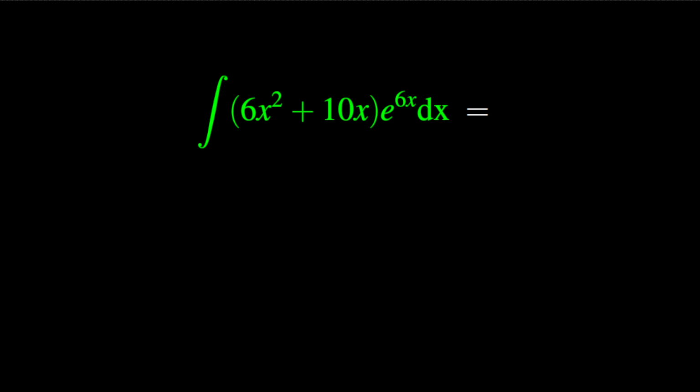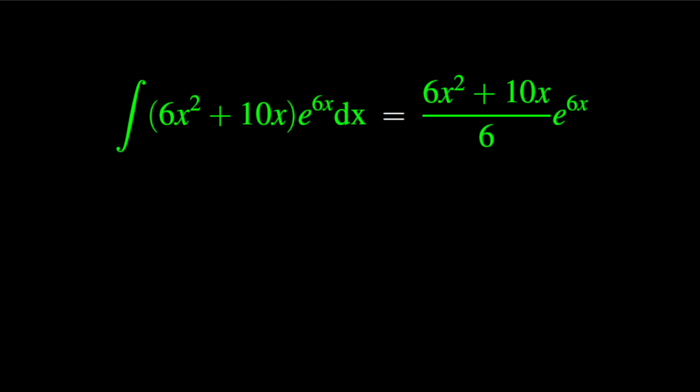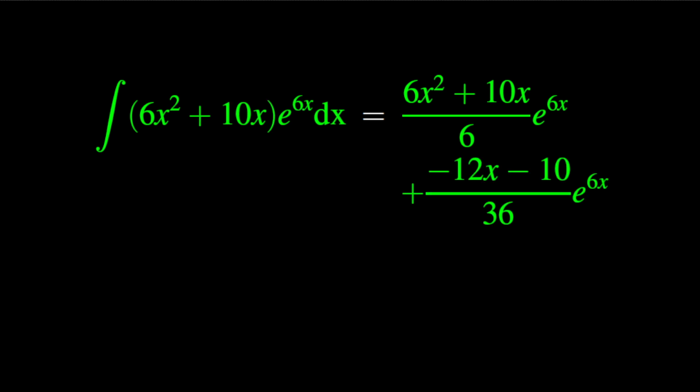Lastly, combining the last two results, we see that the integral of 6x squared plus 10x times exponential of 6x dx is equal to 6x squared plus 10x over 6 times exponential of 6x plus minus 12x minus 10 over 36 times exponential of 6x plus 2 over 36 times exponential of 6x plus a constant of integration c.